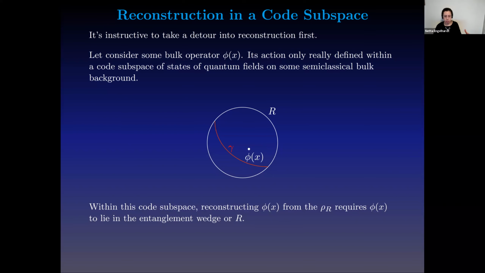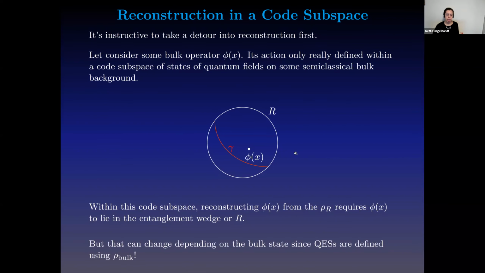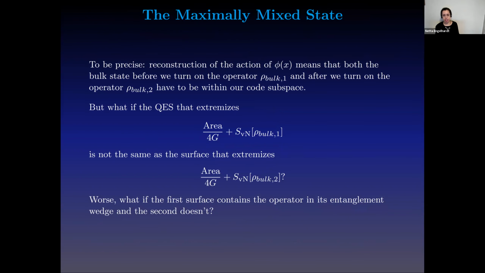And now within this code subspace, if we want to reconstruct phi of x, we have to make sure that it lies inside of the entanglement wedge, meaning that this surface gamma, the minimal quantum extremal surface, is deeper in than this phi of x here. But of course, depending on the state of the quantum fields in the bulk, where gamma lies can change, because gamma is not a classical extremal surface, it's a quantum extremal surface, which means it depends on the state of the bulk quantum fields. So let's be precise here.